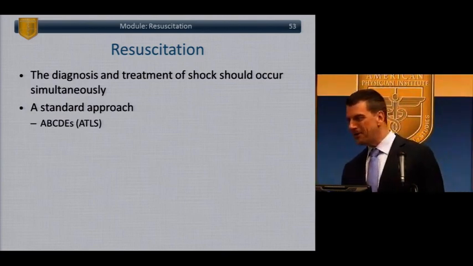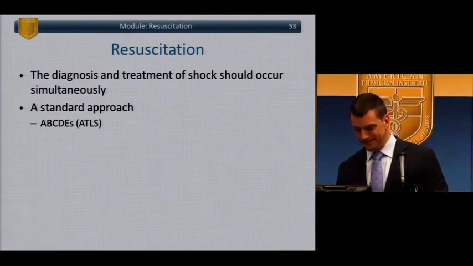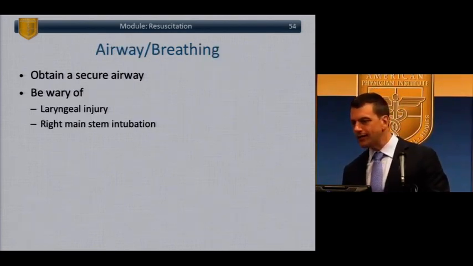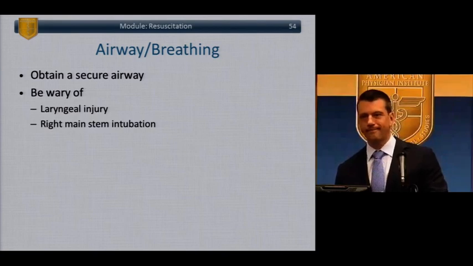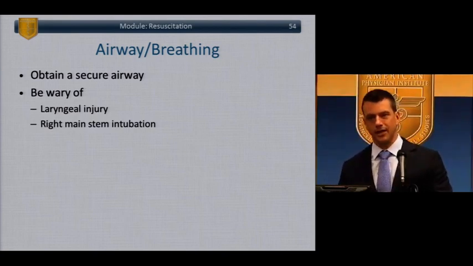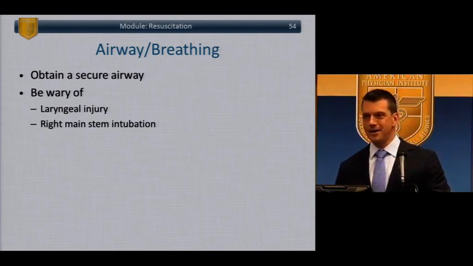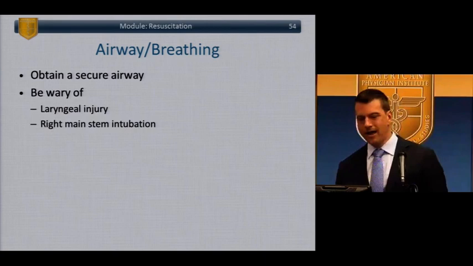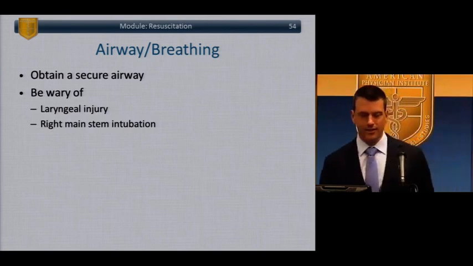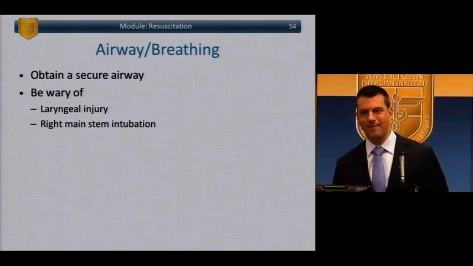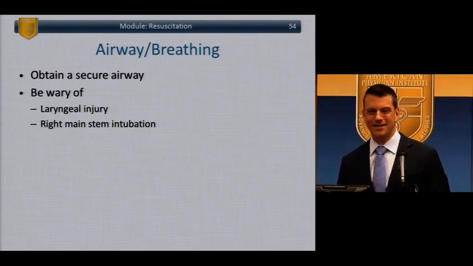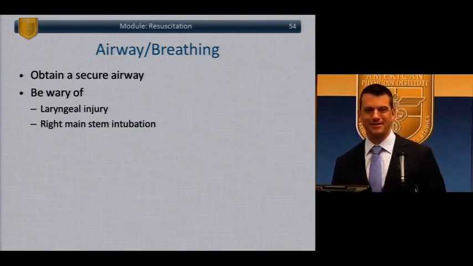So standard approach is, again, the ABCDEs. A is for airway. You need a secure airway. If you're not getting oxygen to the blood, there's no point in circulating the blood. So the game is over until you have an airway. Just be wary of a laryngeal injury. A right main stem is very common, especially in a stress situation. People get excited and just put that tube in as far as it goes.